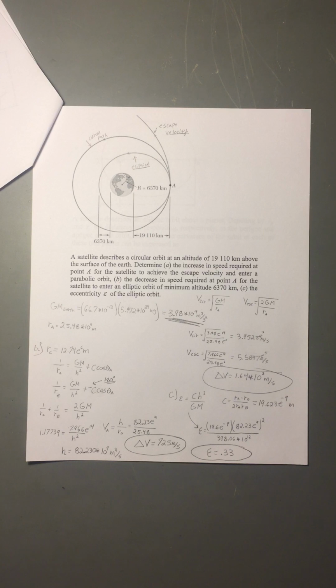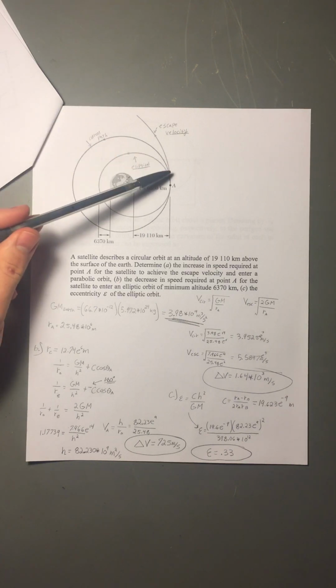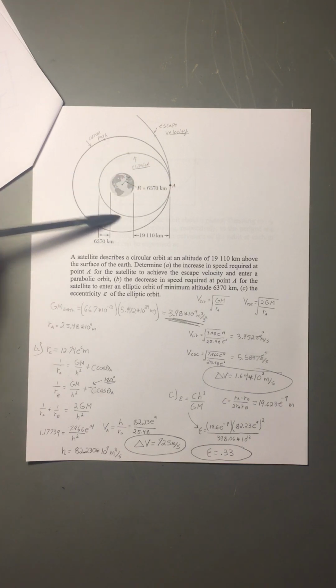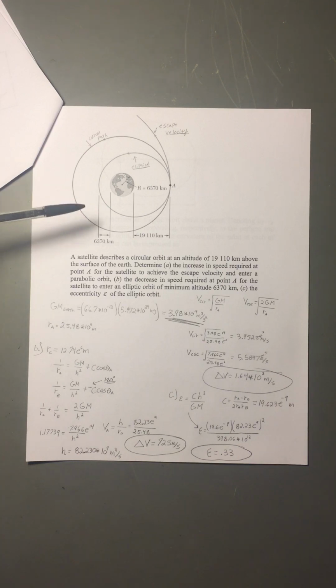And then for part B, it's a similar idea, but we want to slow down the velocity of the satellite to get it to travel in this elliptical path here, the inside ellipse. And so the first thing we needed to do was find out, I called it RE for ellipse, and the radius of that, similar to RA, we had to add those together to get that value.